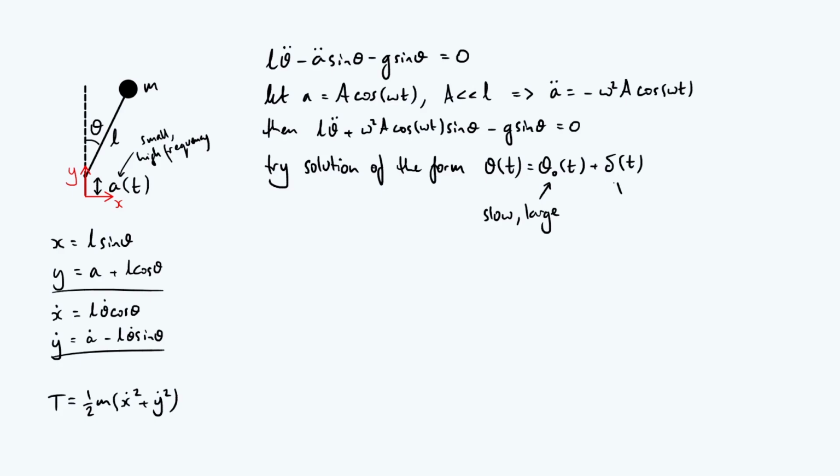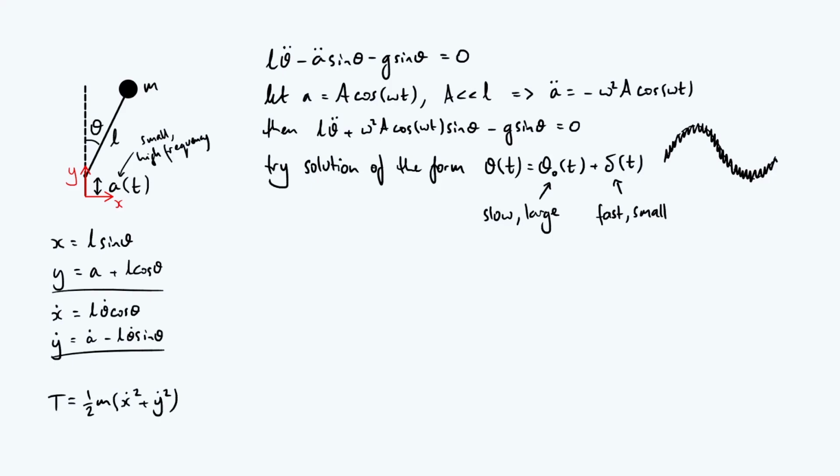Delta is basically the opposite. It's a term which varies very quickly, varies on a short time scale, and it has a small amplitude, and we're going to say that it is an oscillation. So we've got our solution being split into two parts, a slowly varying term with a large amplitude and an extra little bit added on, which is a quickly varying small amplitude oscillation.